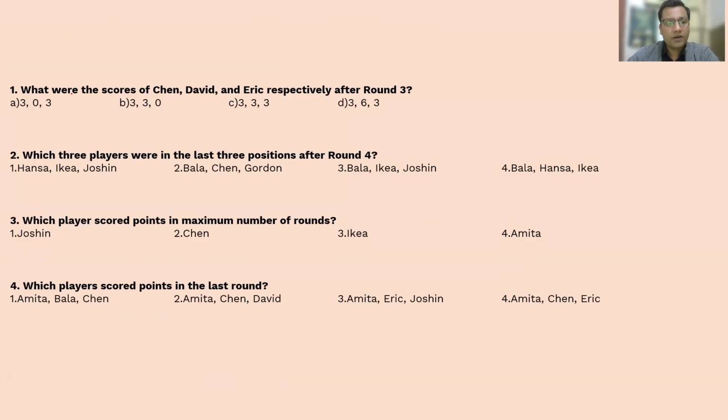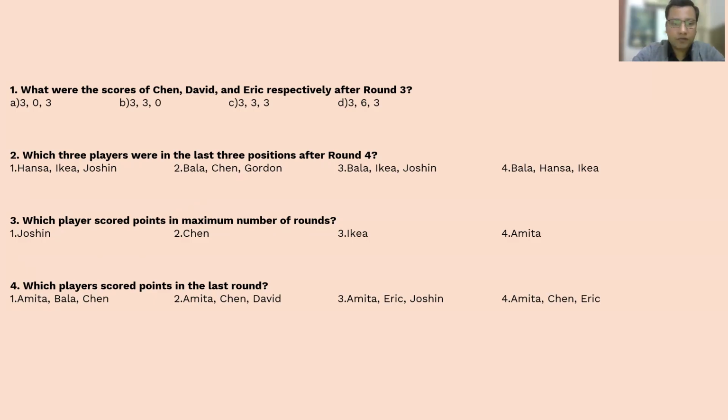Question number 1 says, what were the scores of Jane, David, and Eric respectively? Straightforward question. Which 3 players were in the last 3 positions after round 4? Again, an easy one. Which player scored in the maximum number of rounds? And lastly, which player scored points in the last round? So basically, all the 4 questions are pretty straightforward. Once we are able to fill the table entirely for all these rounds, you'll be able to correctly mark the questions.